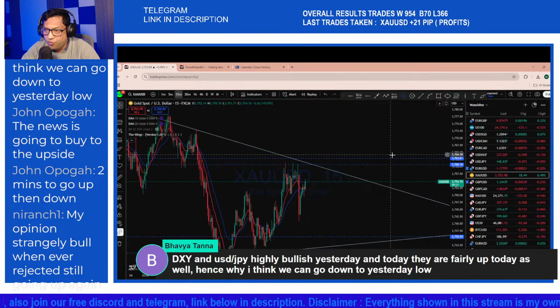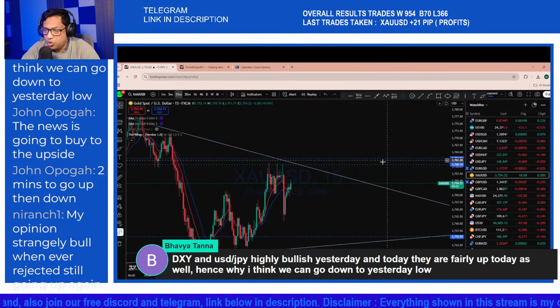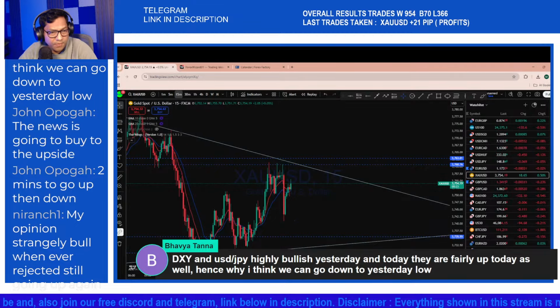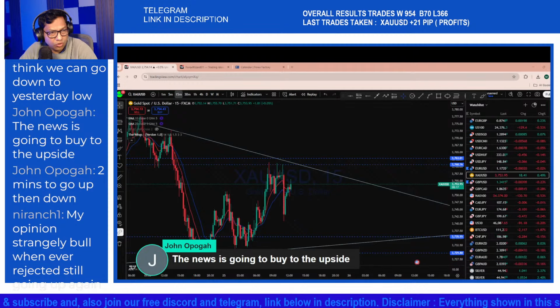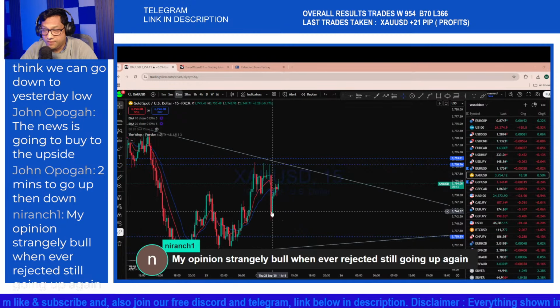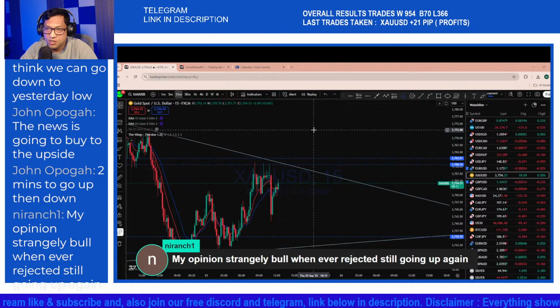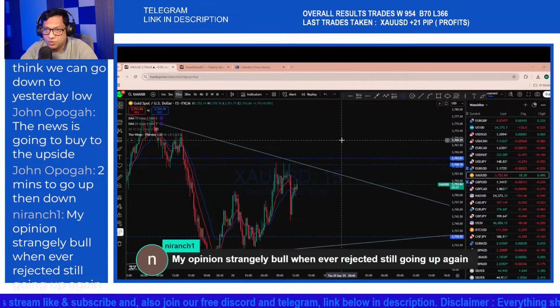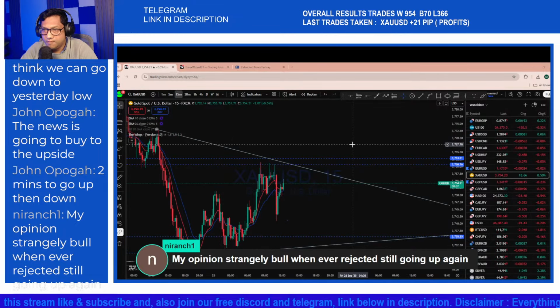Waiting for the price, 1 more minute to go. Do you think the spike is going up? The news is going to be to the upside, 2 minutes to go for the down. Yep, that's what we are looking at here in this market, for the price to potentially reach that level to create a new higher high.